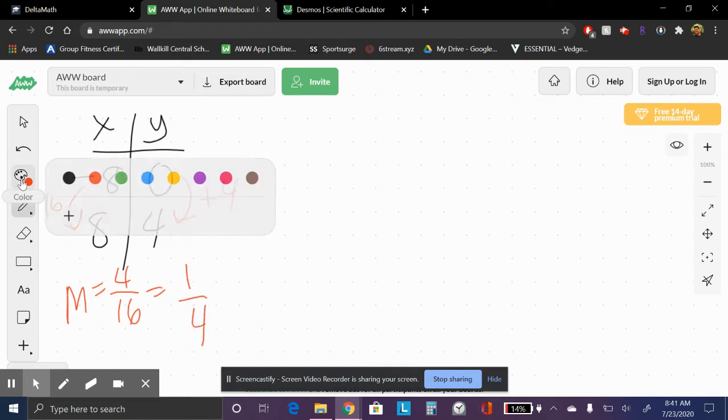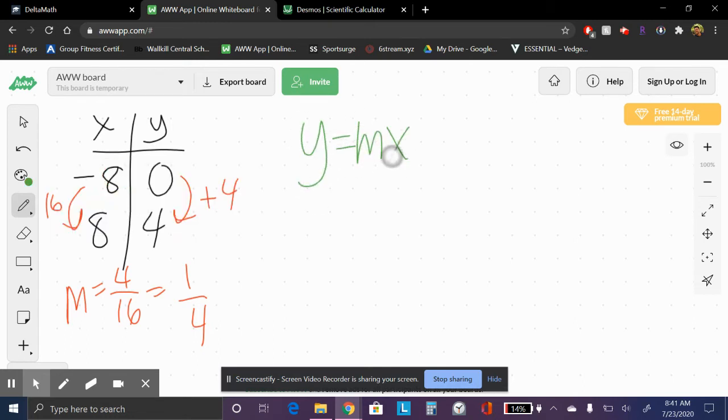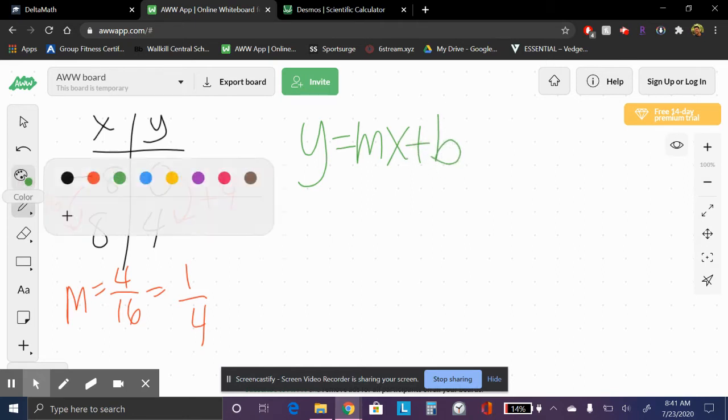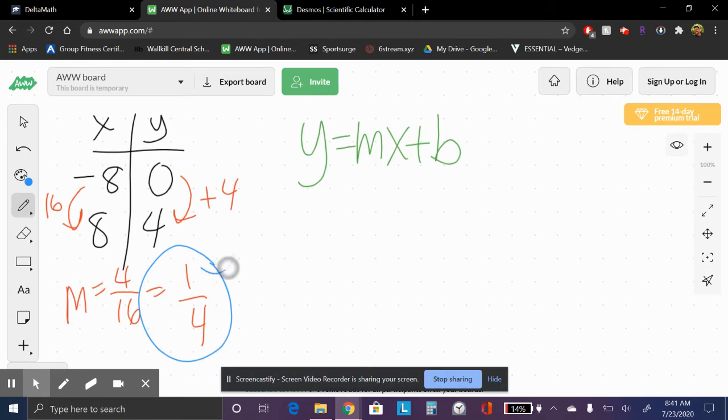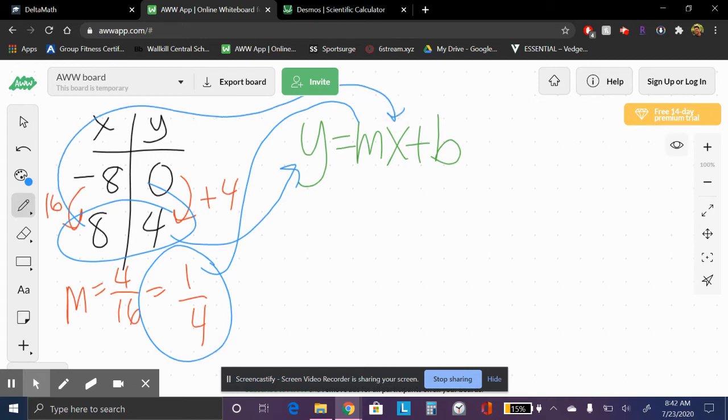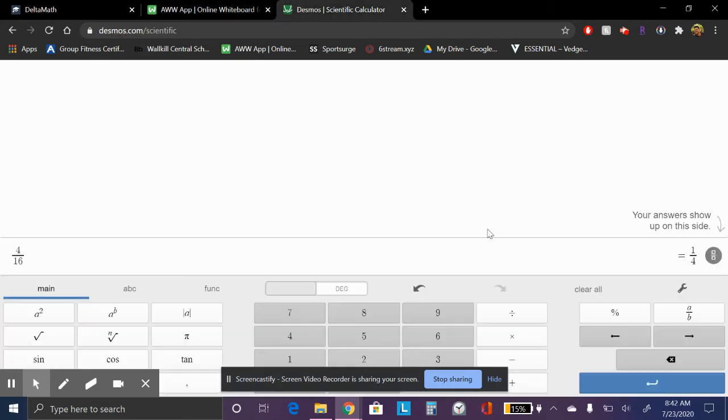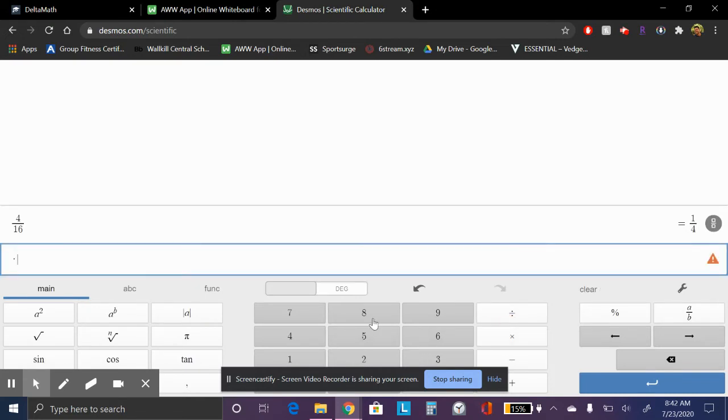So then what we're going to do is write our y equals mx plus b. I'm going to plug in my slope, right? Plug in the slope. We're going to plug in one of the points. I usually try to pick the positive points. So the 4 I'm going to put in for y, and the 8 I'm going to put in for x. All right. So we have 1/4 of 8. If I do that, 1/4 times 8.